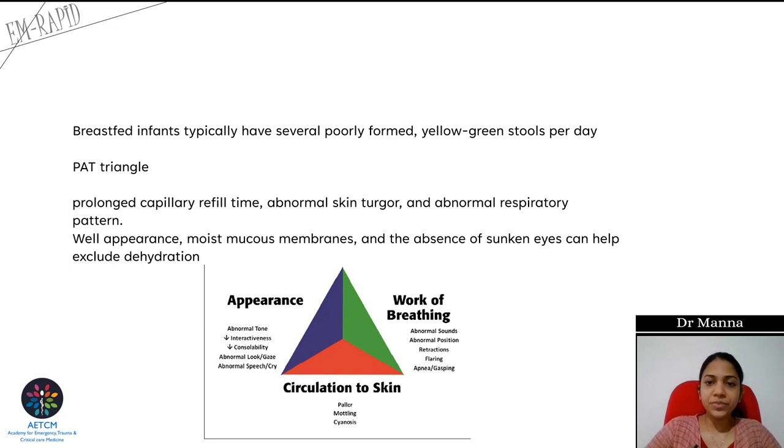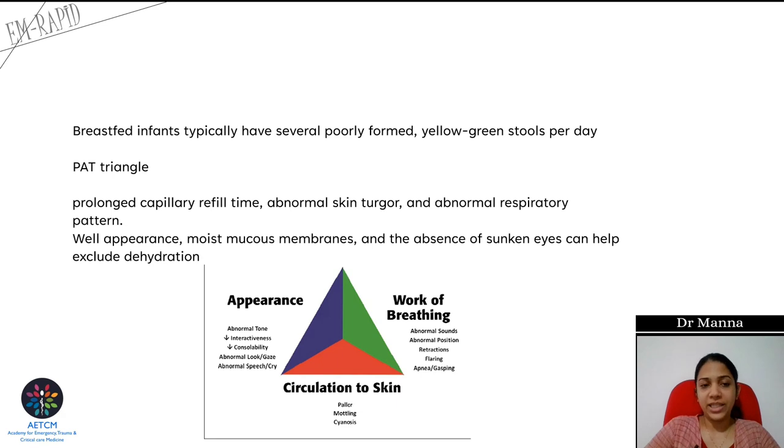In these children, first we should assess the PAT triangle. In the ER, first we will be assessing the PAT triangle. We will be looking at the appearance of the child, work of breathing and the circulatory part. In the appearance, we will be looking at tone, interactivity, consolability, look and speech. Depending on the severity of dehydration, the child's tone and interactivity will be reduced. In work of breathing, if the patient is very dehydrated, the child will have tachypnea. And in the circulation, there will be mottling or pallor.